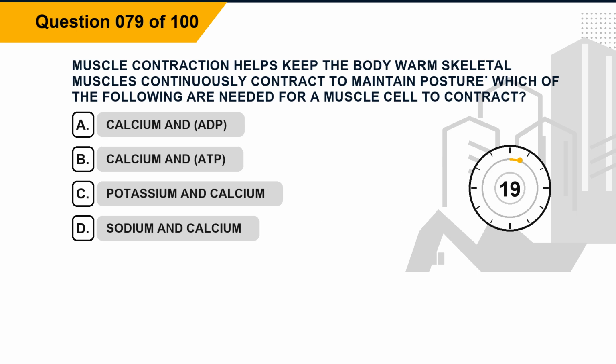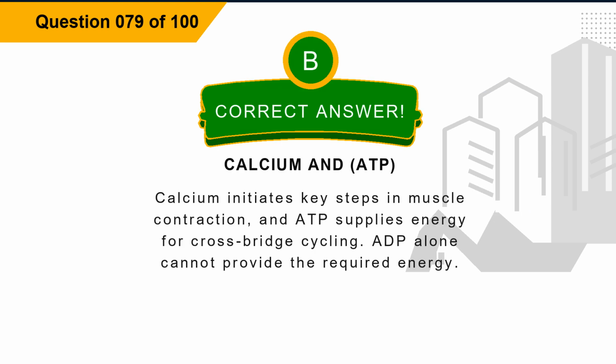Question 79. Muscle contraction helps keep the body warm. Skeletal muscles continuously contract to maintain posture. Which of the following are needed for a muscle cell to contract? Option A, calcium and ADP. Option B, calcium and ADP. Option C, potassium and calcium. Option D, sodium and calcium. The correct answer is option B, calcium and ADP. Explanation. Calcium initiates key steps in muscle contraction, and ADP supplies energy for cross-bridge cycling. ADP alone cannot provide the required energy.